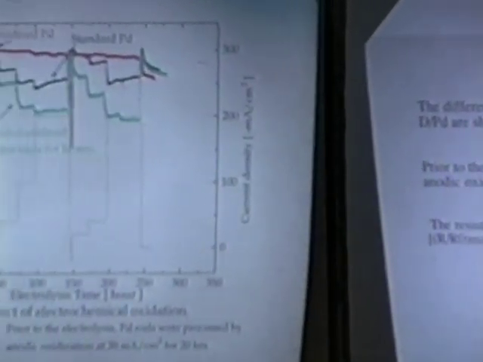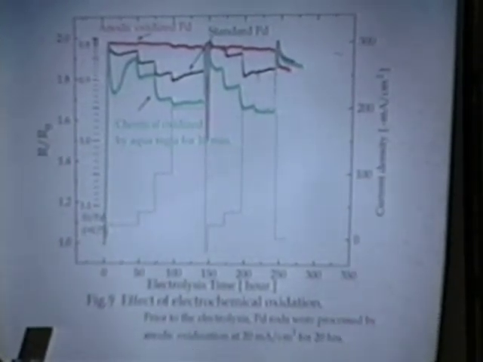Compared with the chemical oxidation by aqua regia, the effect of electrochemical oxidation was examined. This shows the result. Prior to the electrolysis, a palladium rod was processed by anodic oxidation at this condition. This red point shows a deuterium loading of anodic oxidized palladium. This resistance ratio did not go beyond the maximum peak. This means the loading ratio was less than 0.75. We could find electrochemical oxidation gives a negative effect on the loading ratio.